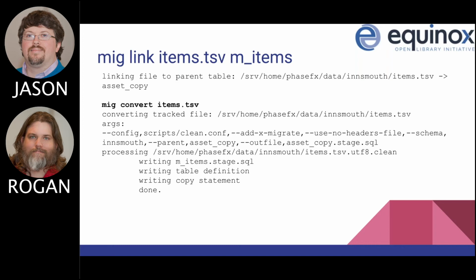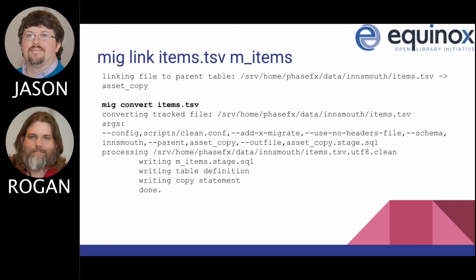MIG link, I mentioned earlier, makes it super easy to say that an incoming file would be associated with a table in the database. This is what does that. So let's say you have an m_items table, because you're going to be putting items in the database. Simple enough, right? And then you have an items.tsv from your legacy system that you're bringing over from whatever vendor, it doesn't matter. And you want to bring that into a whole bunch of l_ columns. And let's say this is a very robust system and it's got 60 columns. That's really tedious to do all by hand.